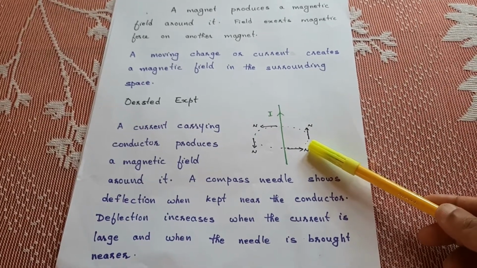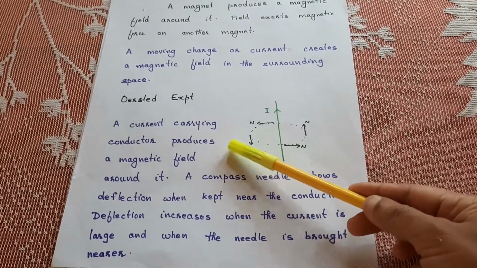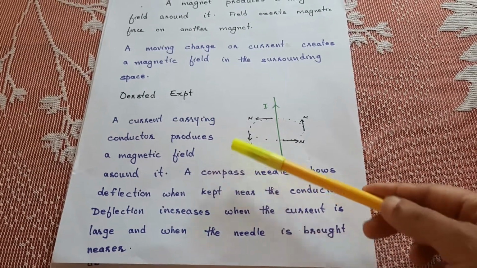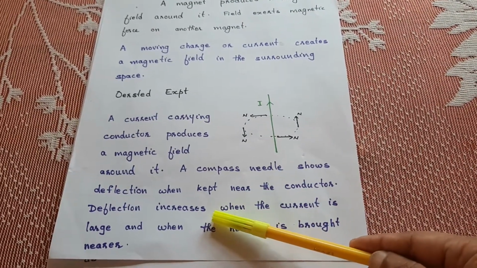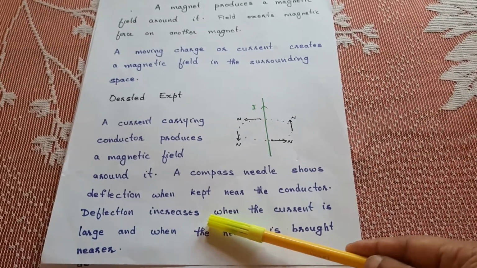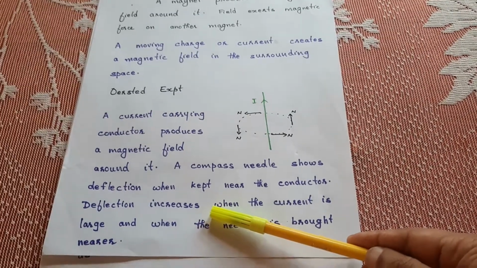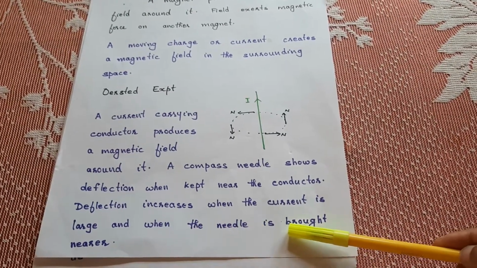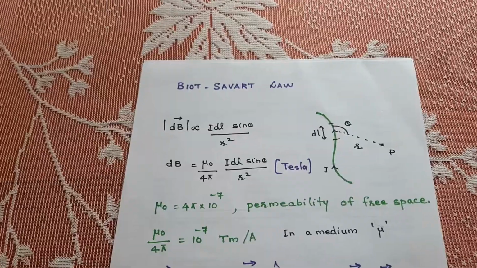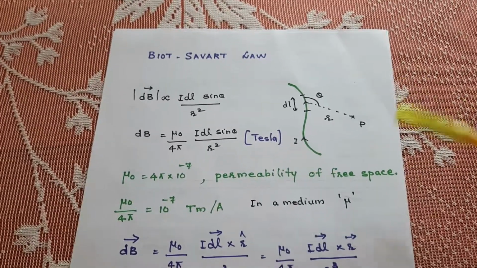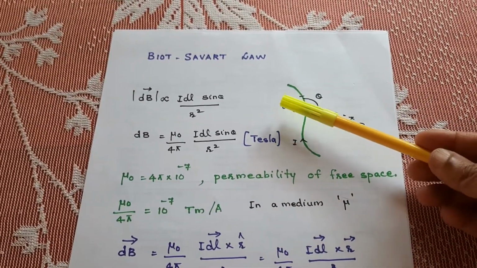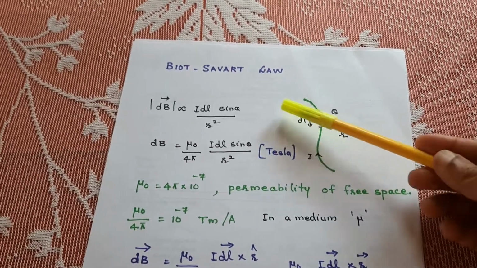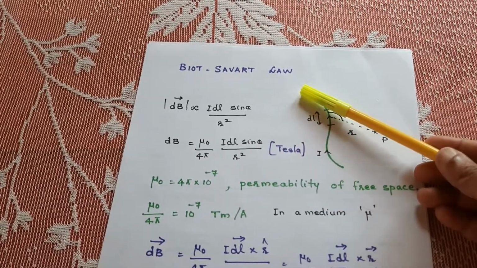So he concluded that a current-carrying conductor produces a magnetic field around it, and the deflection increases. That is, the magnetic field increases when the current is large and when the needle is brought nearer. And the field produced by a current-carrying conductor is given by Biot-Savart law.